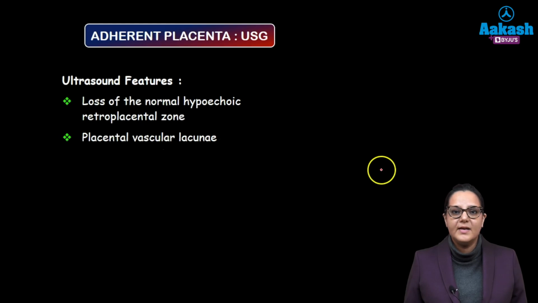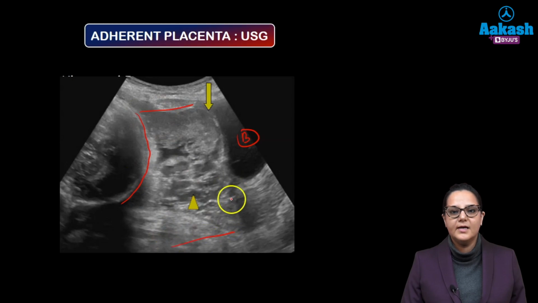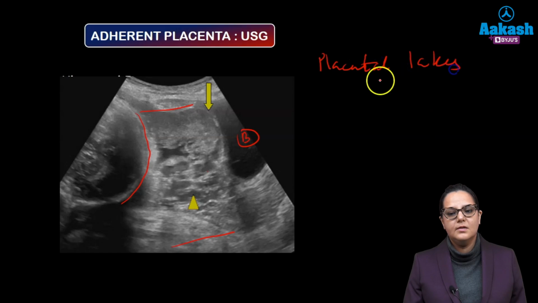Now next feature is placental vascular lacunae. What do we mean by this? As we can appreciate over here that this is again the bladder, this is the fetal head, and all of this is the placenta, right? And these are the vascular lacunae which are filled with maternal blood. So these placental lacunae, okay, they are also known as placental lakes. They are the pathognomonic feature of adherent placenta.